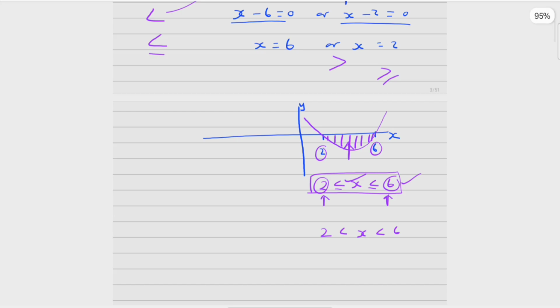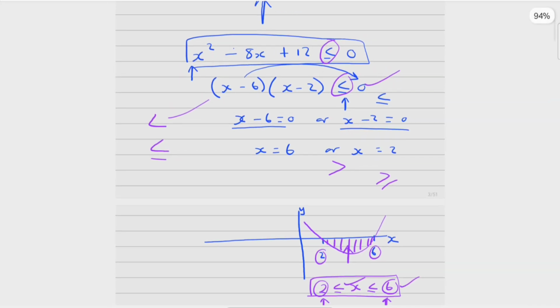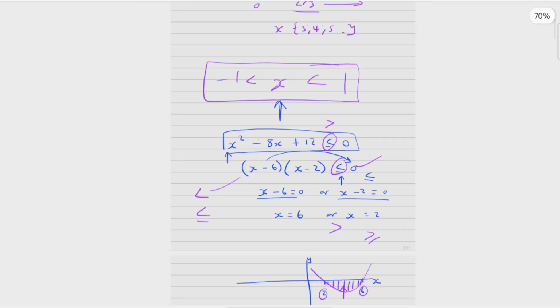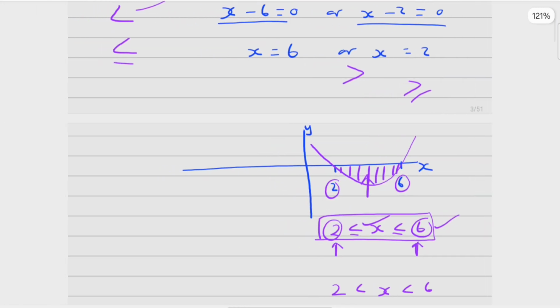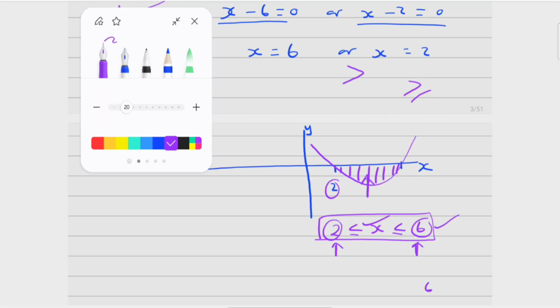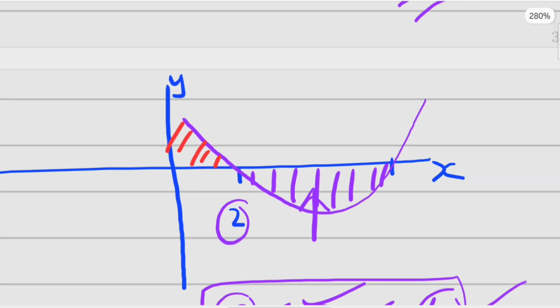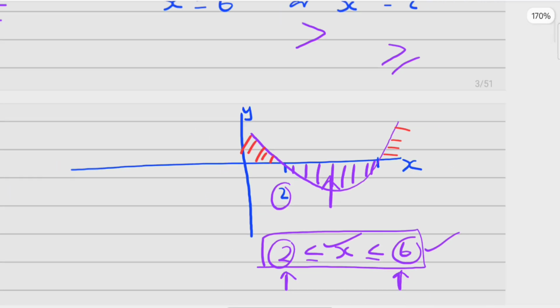But let's say the question was x squared minus 8x plus 12 is greater than 0, like that. So for that now, we'll be dealing with the regions above the x-axis, and that will be this and this.